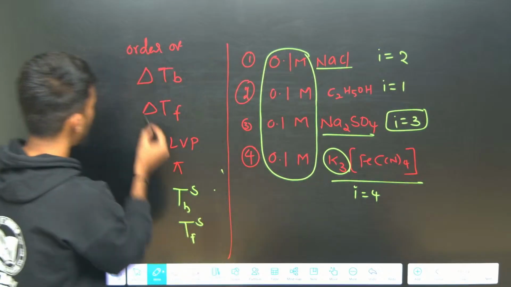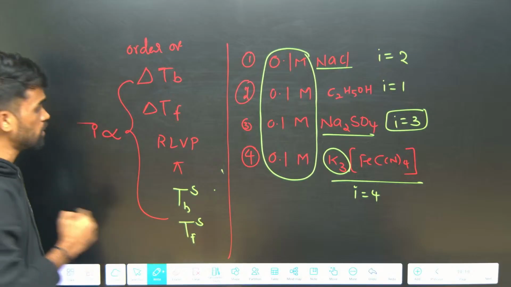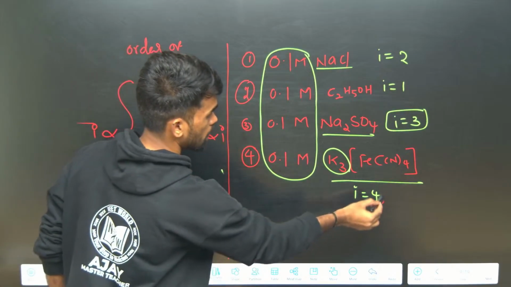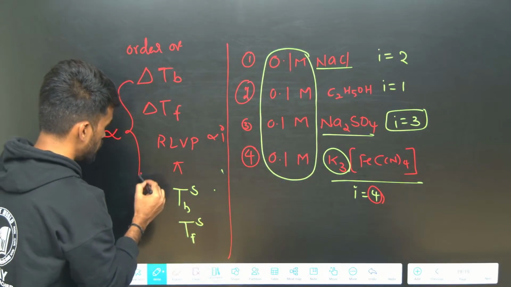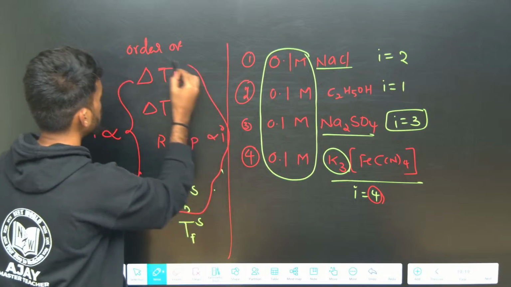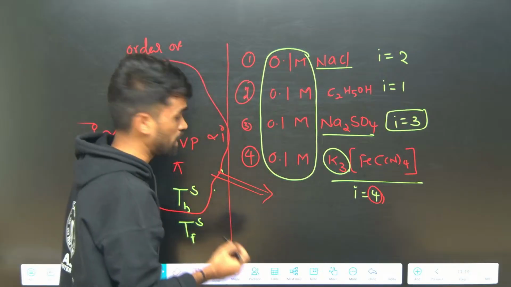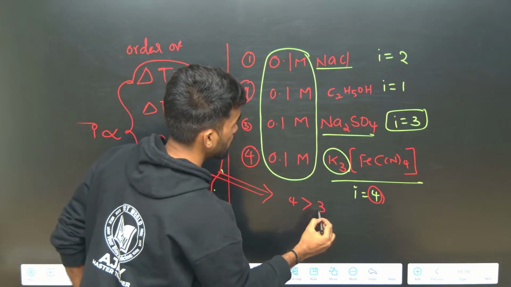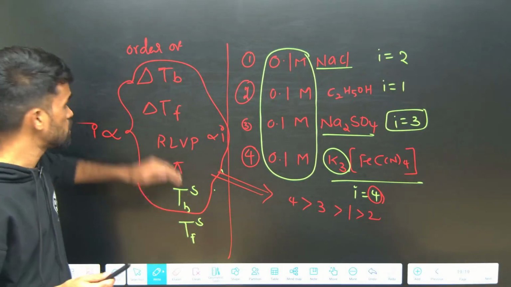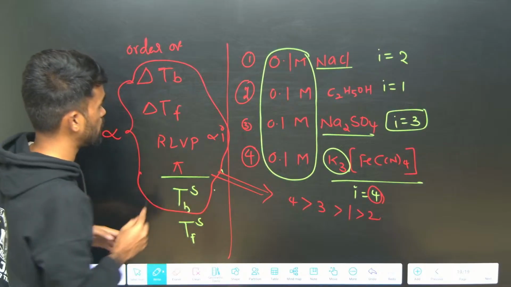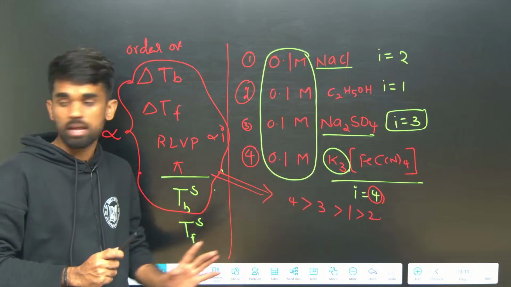I told you all the colligative properties are directly proportional to what? Proportional to i, right? So greater the i, greater will be the colligative properties. Up to here, follow the same order. So the more the number of ions, the more its colligative property. 4, 3, 1, 2 will be the order for these, because colligative properties are number dependent properties. That's why they are increasing with increasing number of ions.